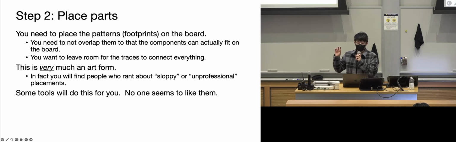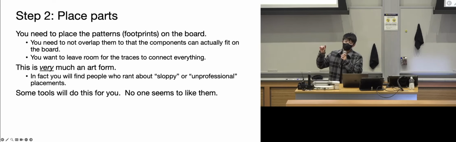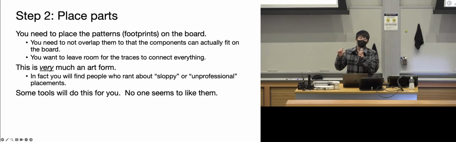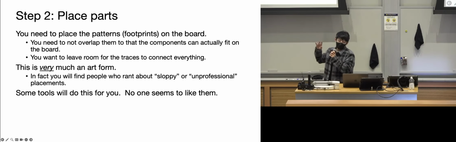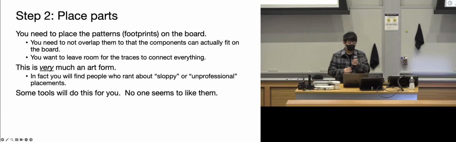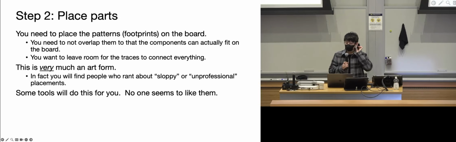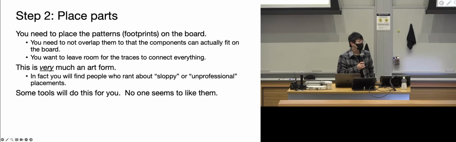So not necessarily the dimension of the component. The thing you actually need to place is the dimension that this component is going to take in order to be soldered onto this PCB, which usually refers to the patterns or footprints of that component. A lot of people, especially hardcore EE people, see this as an art form: how you would nicely place these components and then connect them together.